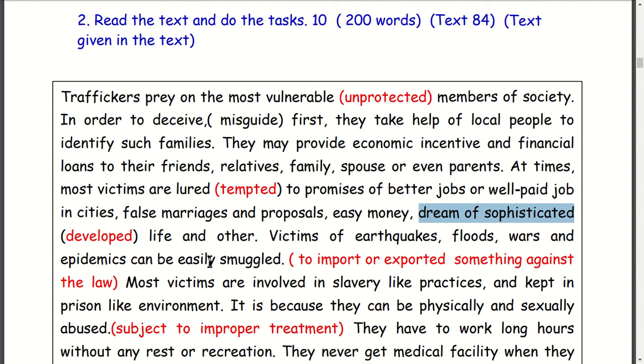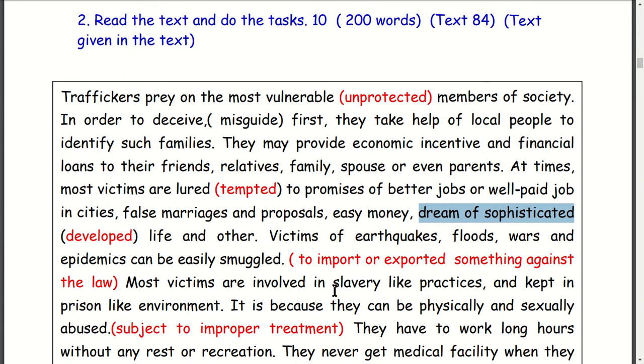Epidemics can easily be smuggled. Smuggle means to import or export something against the law. If somebody is involved in smuggling, they are importing and exporting some goods or human beings against the prevalent law. That is smuggling.